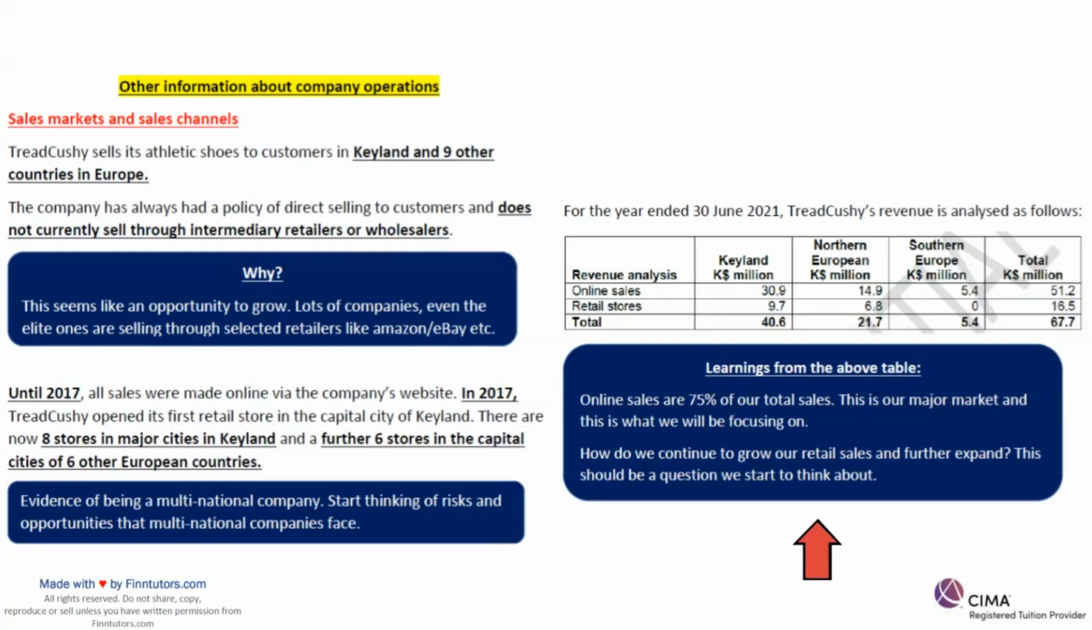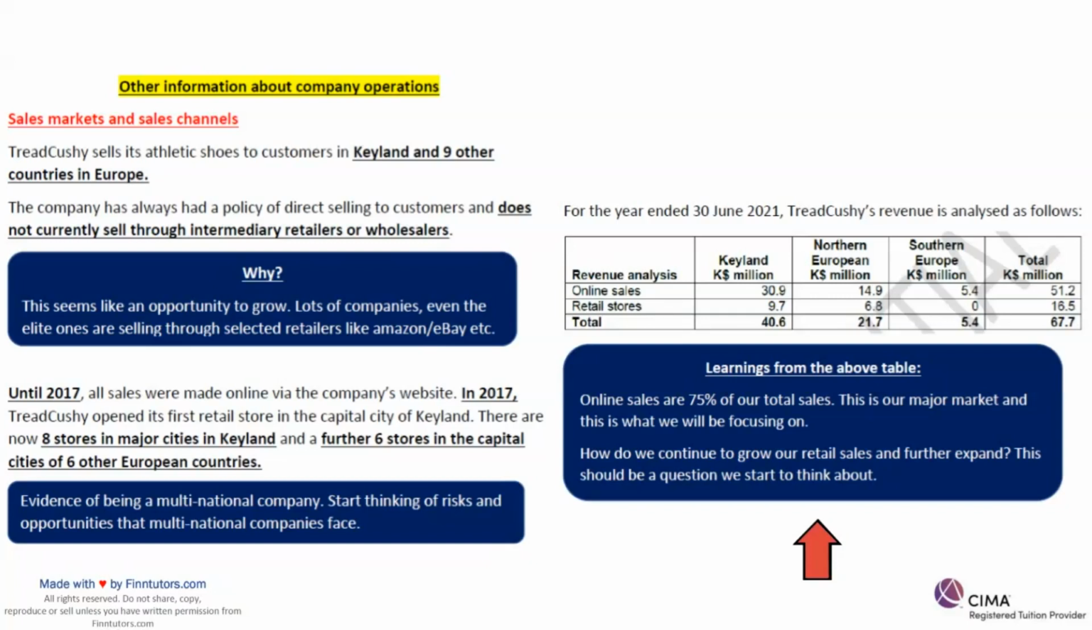The company has always had a policy of direct selling to customers and does not currently sell through intermediary retailers or wholesalers, which means we have a direct sales line to the customer, selling from our online website or from our app that we have. But this brings me to a very straightforward question, which says this seems like a clear opportunity to grow. We're not dealing with retailers or wholesalers like, for example, Amazon or eBay.